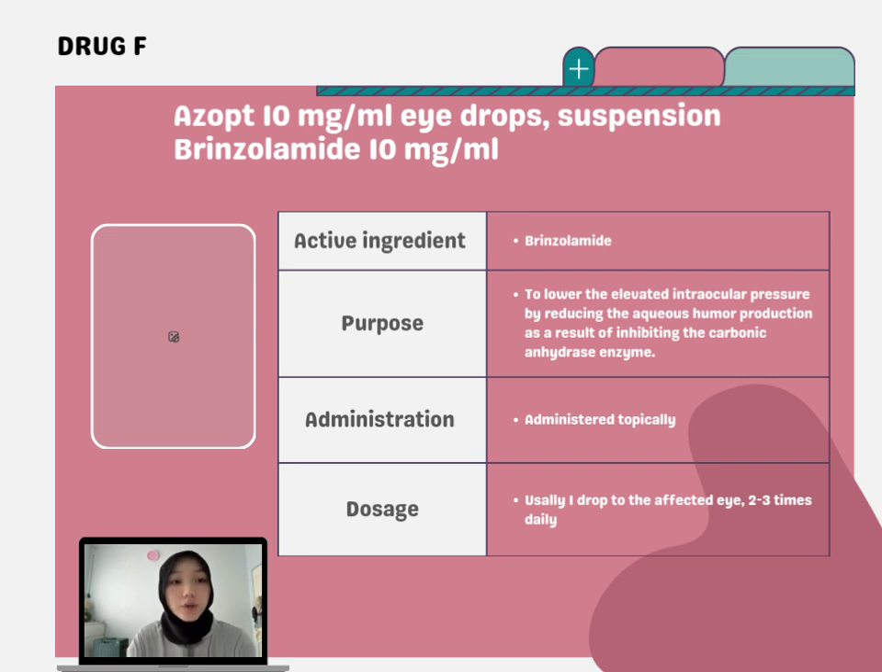Next, I will continue on the drug Azopt with the active ingredient brinzolamide. The purpose of this drug is to lower the elevated intraocular pressure by reducing the aqueous humor as a result of inhibiting the carbonic anhydrase enzyme. It is usually administered topically, and the dosage is 1 drop to the affected eye about 2 to 3 times daily.